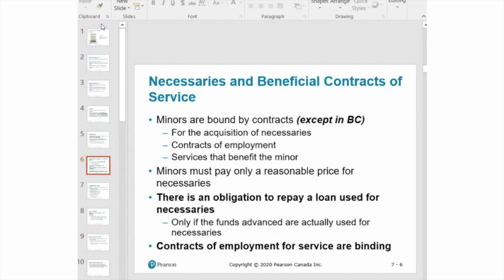I am not saying the minor will not pay. It may be the case that the minor pays you. But what I'm saying is that the contract is voidable by the minor if the minor wants. The only exception, as I said, is student loan or contracts of employment. So that's the main lesson here for minors when they are in contract.